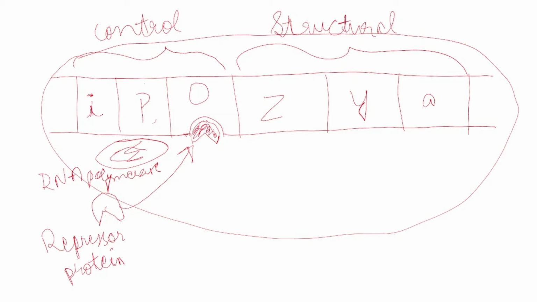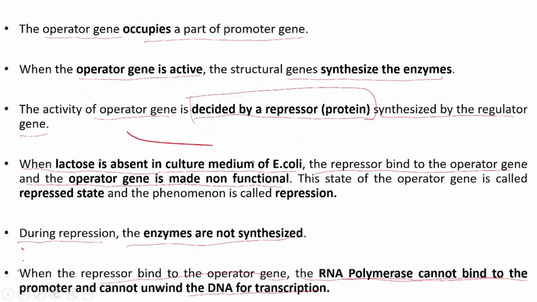When the repressor is bound to the operator gene, the RNA polymerase cannot bind to the promoter region and hence it cannot unwind the DNA for the transcription.